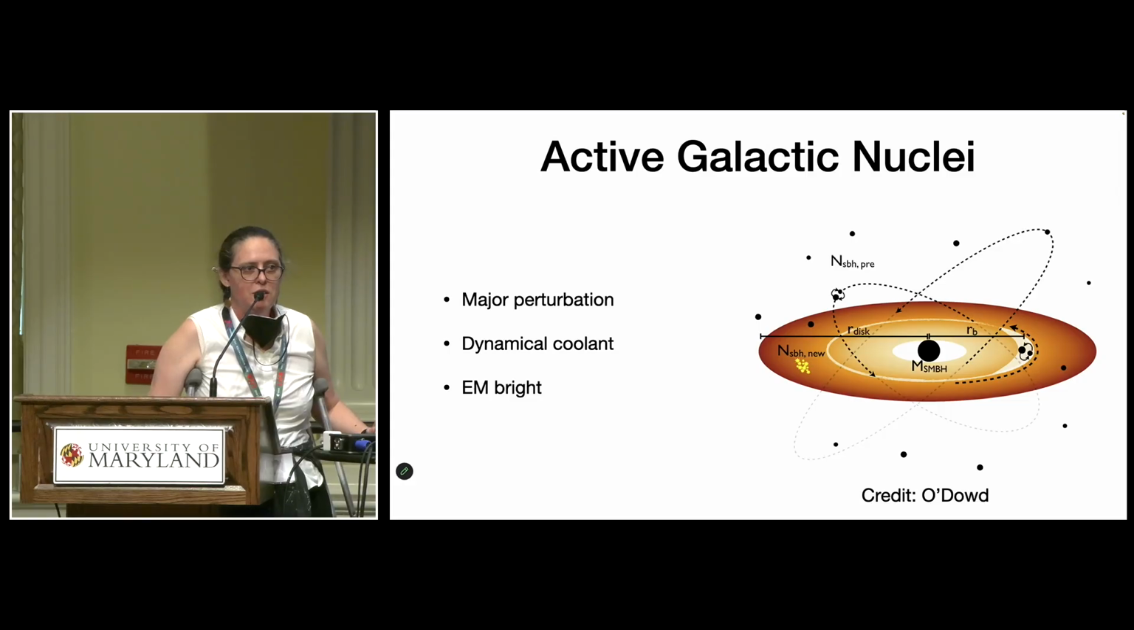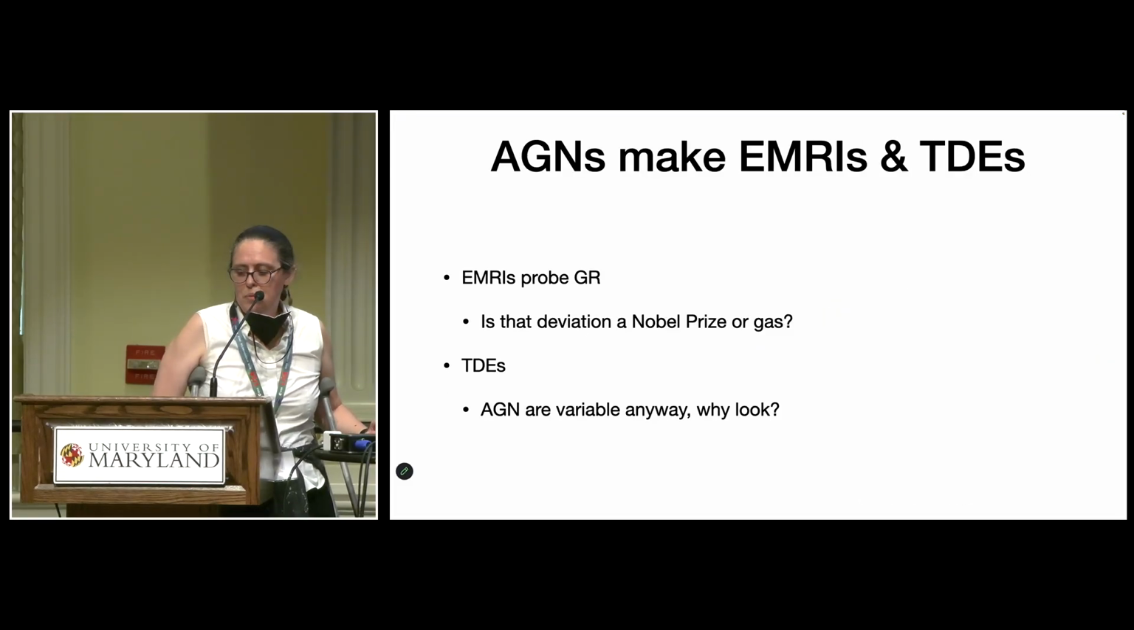So I'm going to talk to you, this is why I got voluntold to give this talk, because I care a lot about AGN disks and the things that might live in them, which include stars and stellar mass black holes. They represent a major perturbation to the nuclear star cluster. They act as a dynamical coolant, and they are conveniently electromagnetically bright, so that means we can study them before LISA launches. So AGN do make EMRIs and tidal disruption events, and that's really cool.